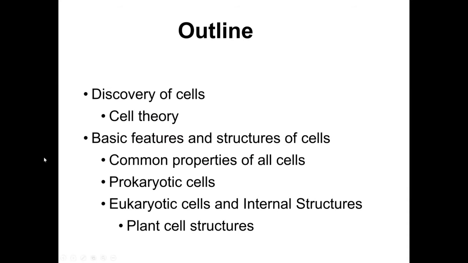Second thing we'll talk about is the features of cells. We'll start by talking about the common properties that all cells, whether we're talking about a bacterium, a eukaryote, or a plant, share. These features, these structures, are shared by all cell types. And then we'll get into the specifics of the different cell types. So we'll talk first about prokaryotic cells, then eukaryotic cells, and finally, we finish talking about a few structures that are unique to plant cells.